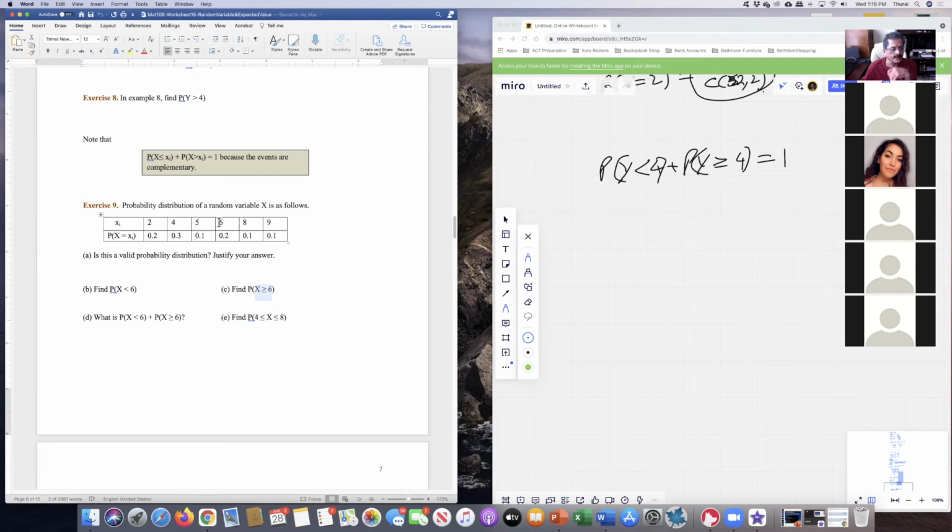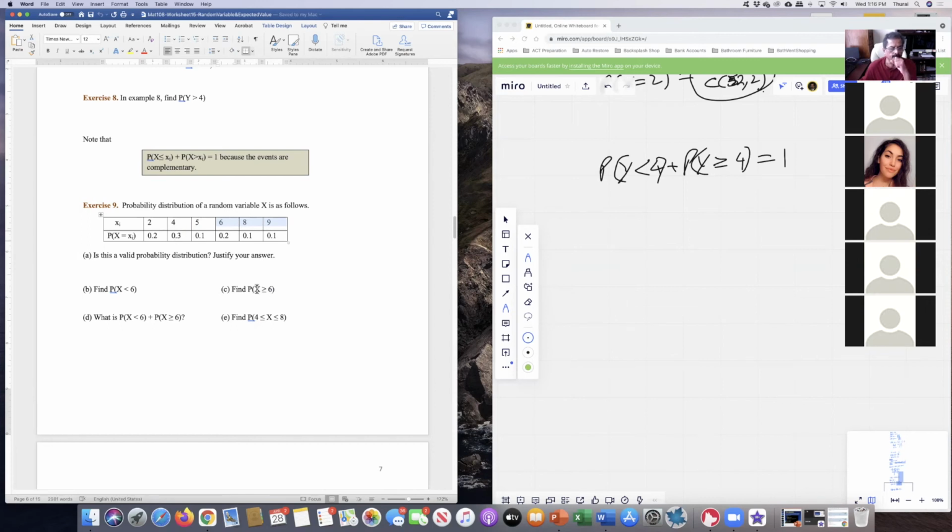So that means 6 included, x greater than or equal to 6. So it can be 6, 8, or 9. The value 7 is not taken by this random variable. So a random variable doesn't have to take every integer, right? This random variable takes values 2, 4, 5, 6, 8, 9. Those are the values that this random variable takes.